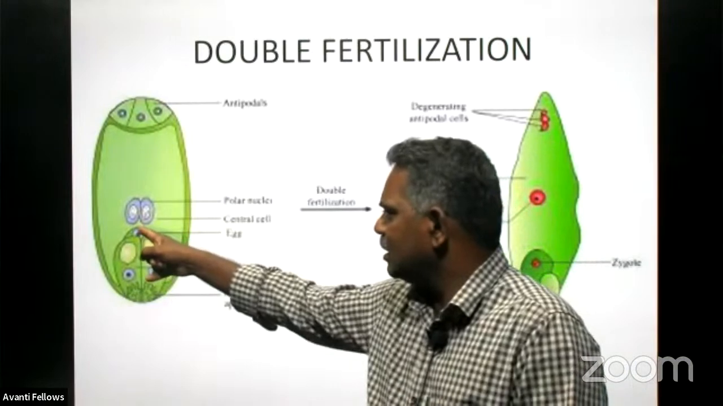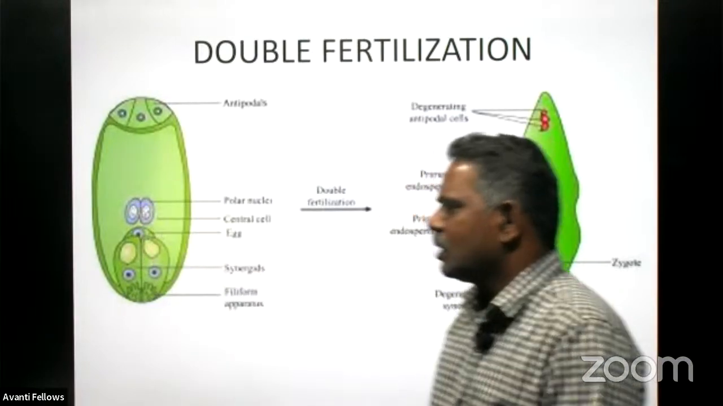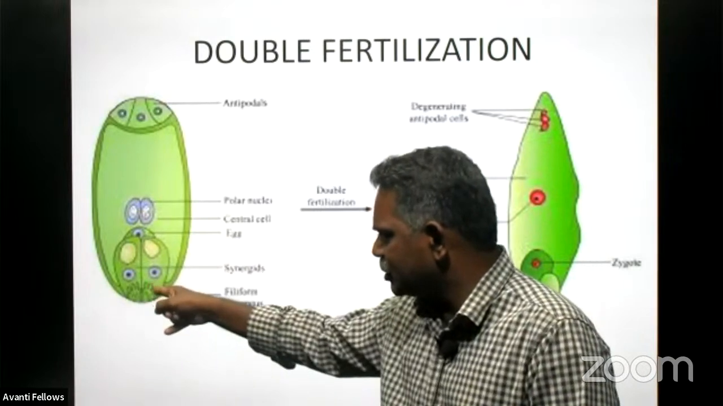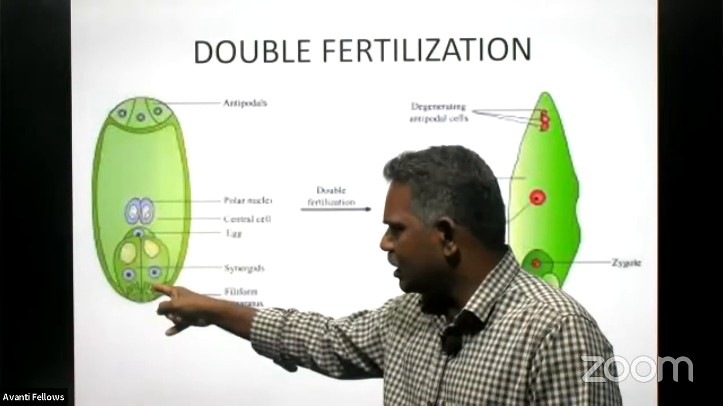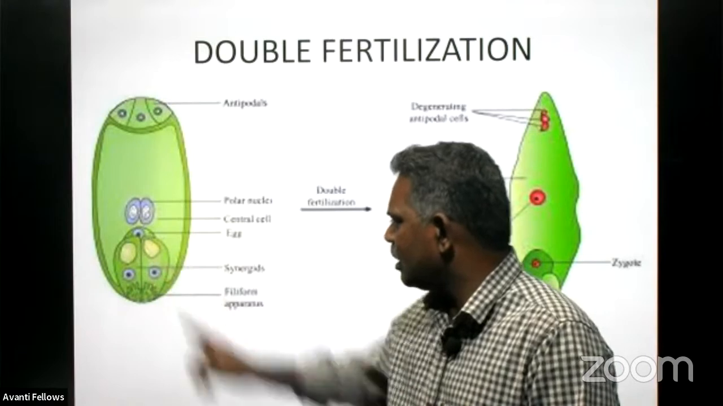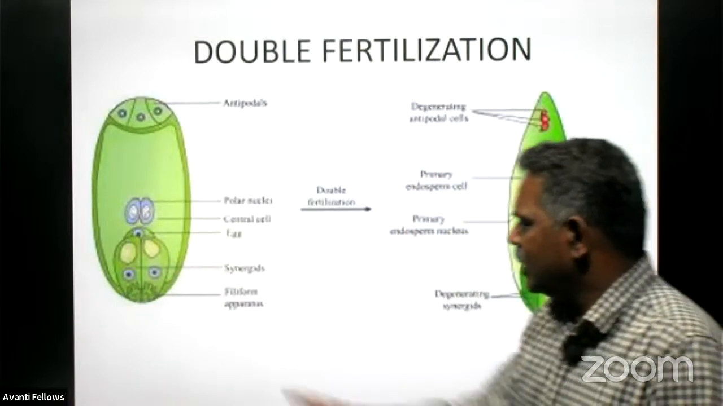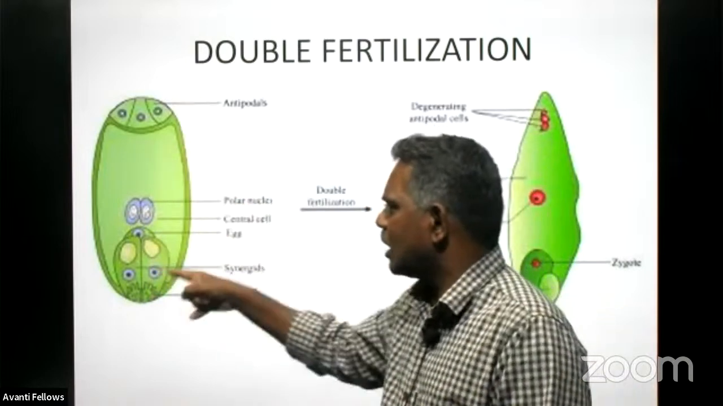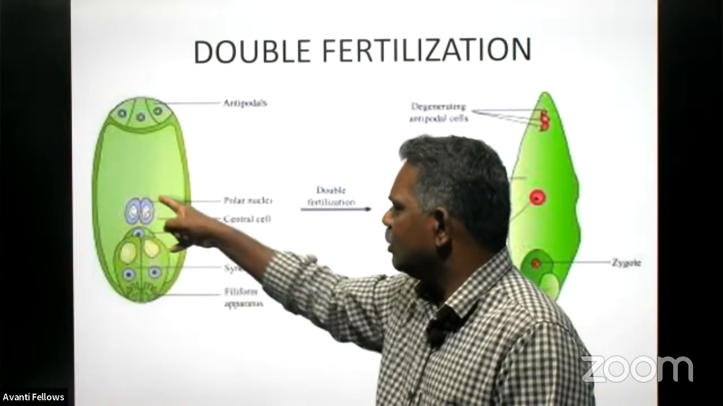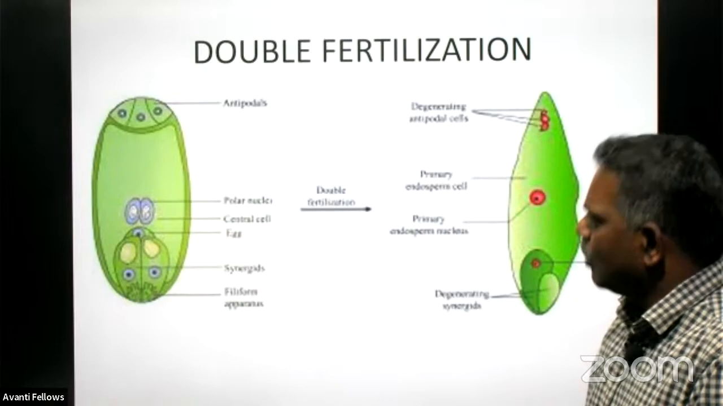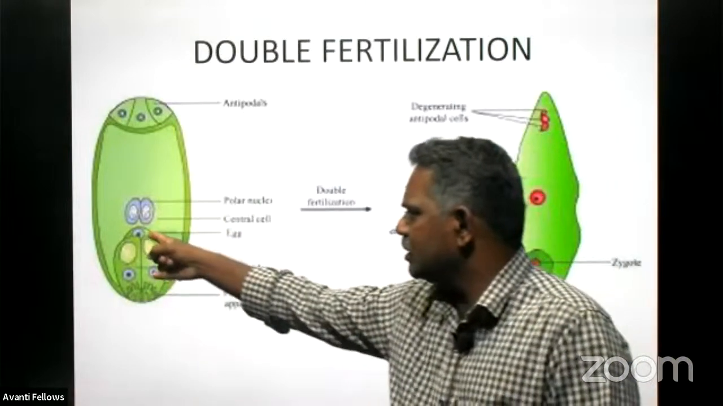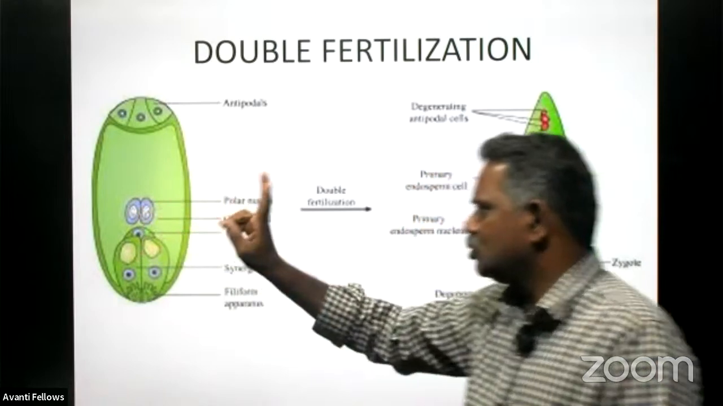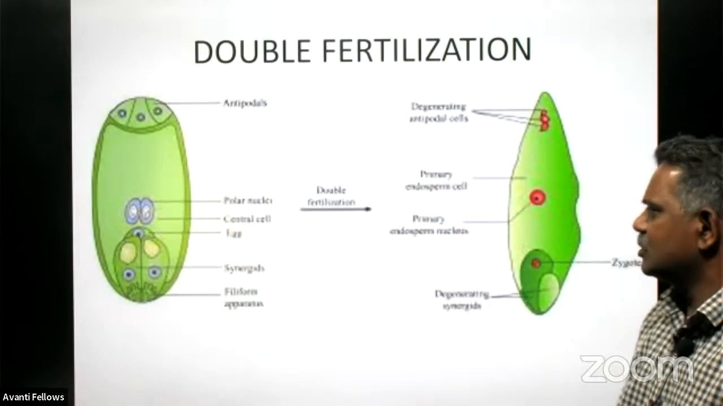And see the double fertilization here. This is what? The egg cell, and these two are polar nuclei, and this is what? The filiform apparatus. You can see such outer cytoplasmic extensions of the synergids, which only help the male gametes to enter into the embryo sac. Once they enter the embryo sac, one male nucleus fuses with the egg cell, and another male nucleus fertilizes the two polar nuclei present at the center.